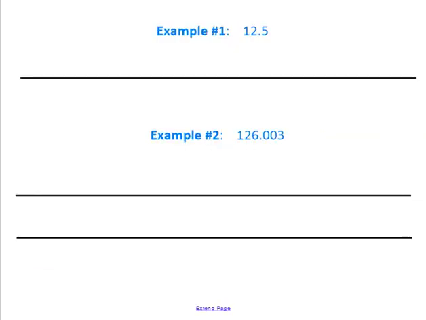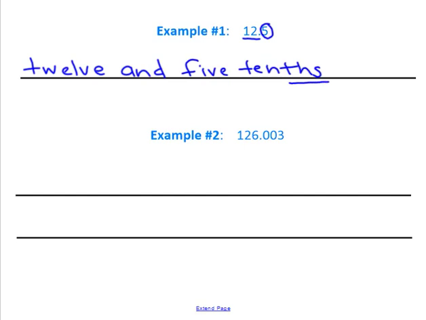So let's go ahead and practice some of those here, okay? So example 1, we have 12.5. We're going to say the whole number part first, so 12. Then we have to say the decimal part. We say and. Now we say everything after the decimal. There's only one number after, and that's 5, and the place value is tenths. So 5 tenths. Okay, make sure we have that THS on the end.